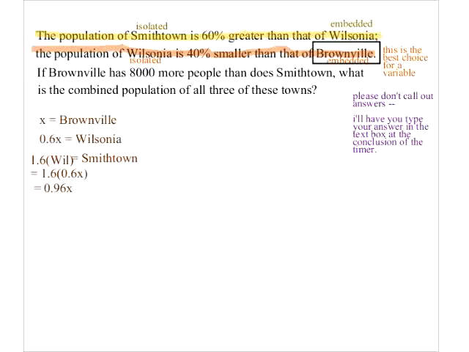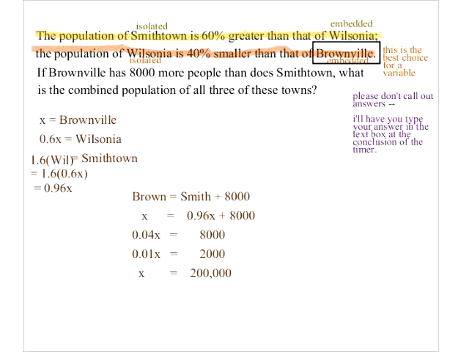Well, Brownville has 8,000 more people than Smithtown does. So Brownville is Smith plus 8,000 people. So x is 0.96x plus 8,000. So 0.04x is 8,000. I think the easiest way to do this without a calculator is to realize this is 0.01x is 2,000. You just divide by 4. And then since that's 1/100th, you can just add 2 zeros there. So the population of Brownville is 200,000.